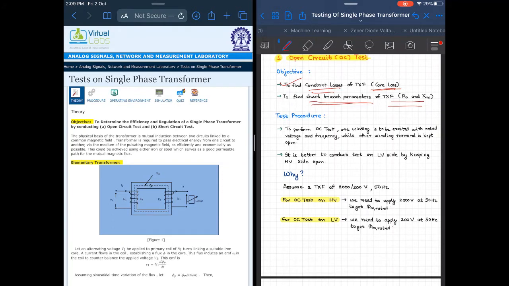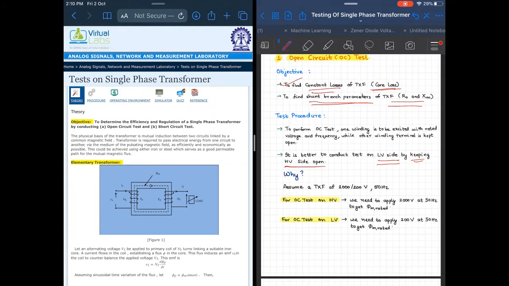To perform the open circuit test, one winding is to be excited with rated voltage and frequency, while the other winding terminal is kept open. This test is mostly conducted on the low voltage side by keeping the high voltage side open. Why? Because the rated voltage on the low voltage side will be lesser as compared to the high voltage side.